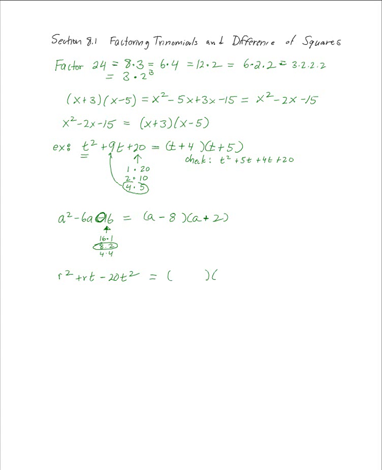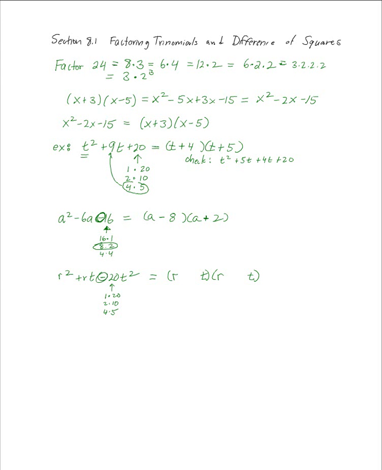I write down my two binomials. To have the r squared in front, I'm going to need an r and an r. To have the t squared on the end, I'm going to need a t and a t. So that's really kind of the only change right there. We throw that other letter on the end. All right, once again, I look at my number 20. 20 is 1 times 20, 2 times 10, 4 times 5.